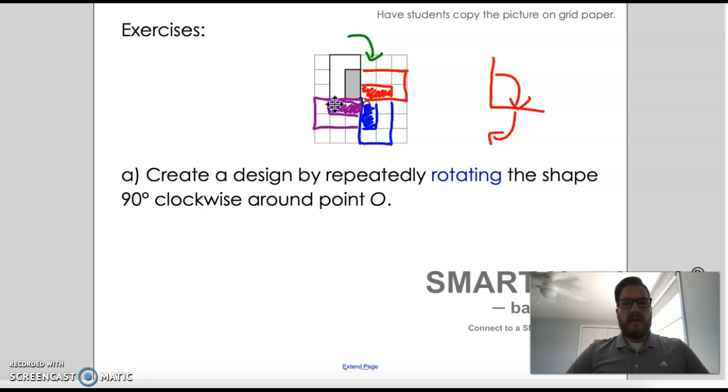And then so what I've done is you end up just kind of creating this nice repeating pattern. It's kind of like a windmill sort of shape. It's kind of cool. Anyway, so that represents 90-degree clockwise rotations. There's a couple other problems.